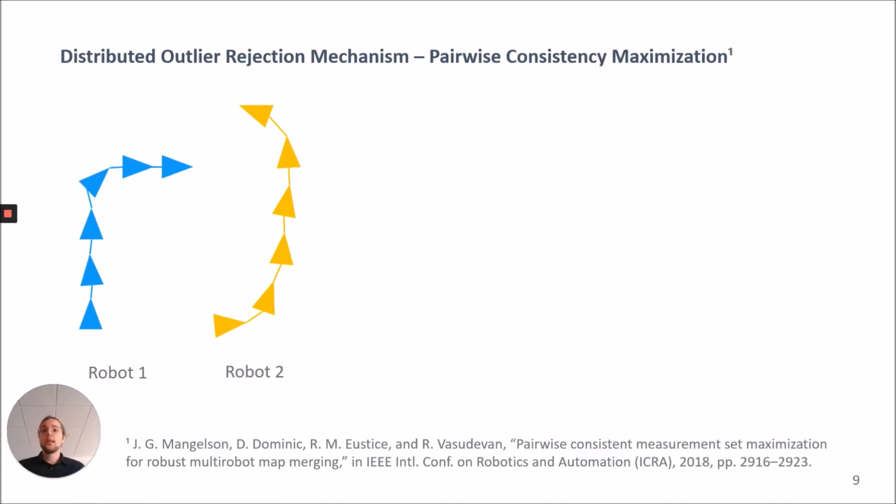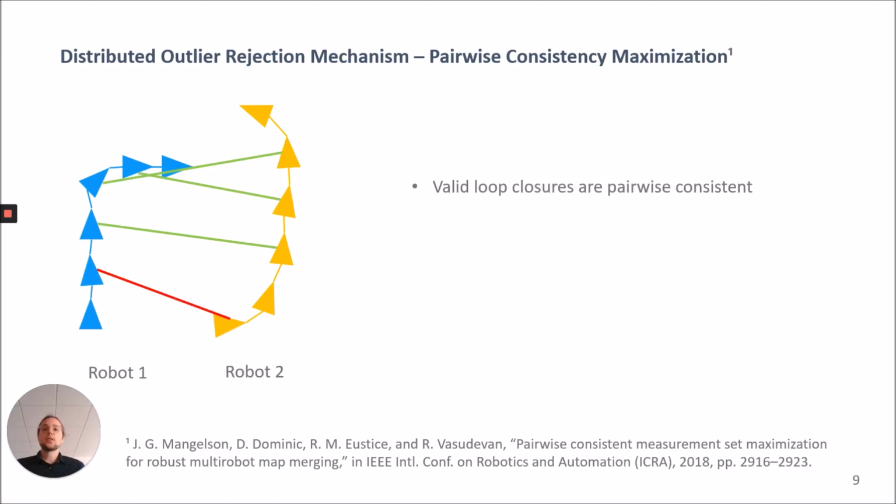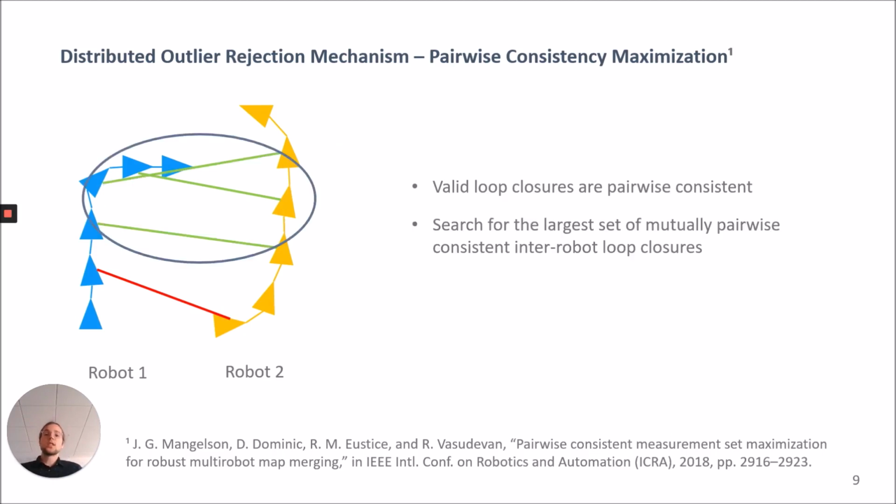The second key module is the distributed outlier rejection mechanism based on the pairwise consistency maximization technique introduced by Mangelson et al., of which we propose a fully distributed implementation. Let's say we have two robots with a mix of valid and invalid loop closures. We first make the assumption that valid loop closures are pairwise consistent. This means that if we compose around the loop, we should end up with the identity in the noiseless case. In presence of noise, we need to set a threshold. Then, we search for the largest set of mutually pairwise consistent inter-robot loop closures.